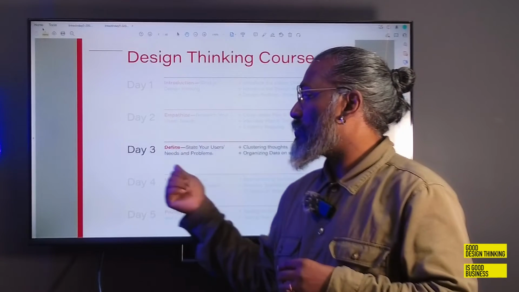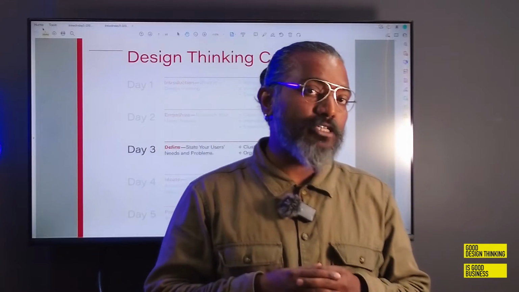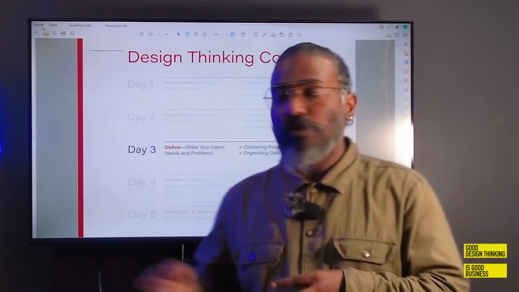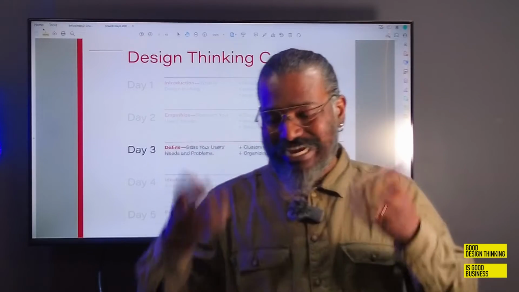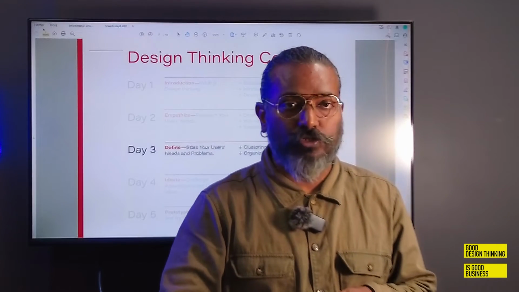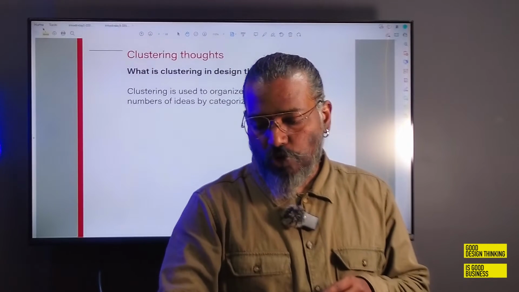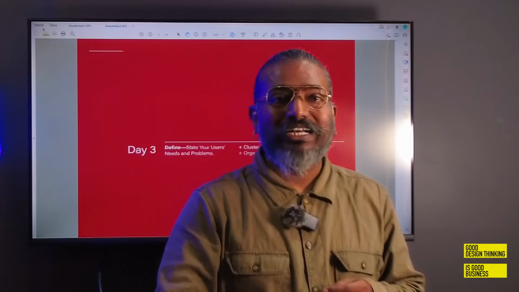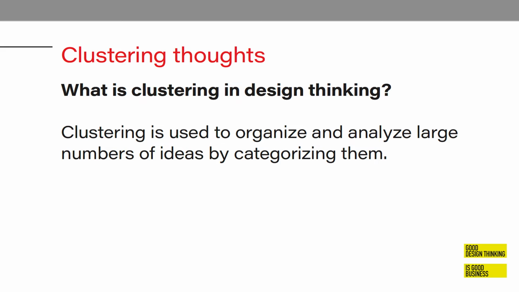And once you identify what problem you are planning to solve, then automatically you move on to your next step, wherein you ideate, you come up with a solution. Okay, so let's look at how to define. Okay, so one tool which I'm sharing with you today is called clustering thought. Okay, so what is clustering thought?